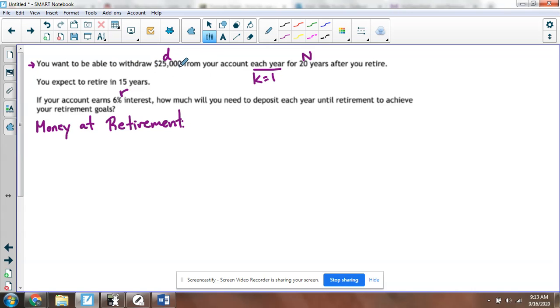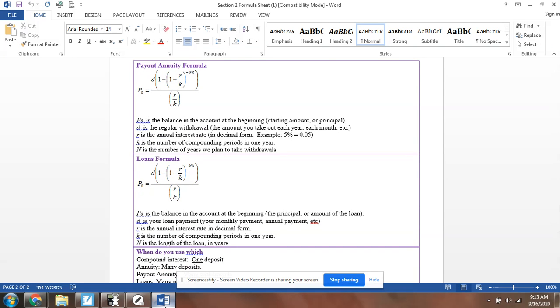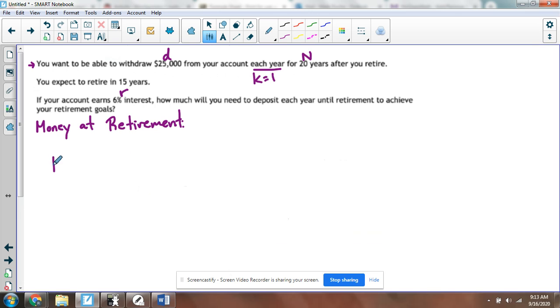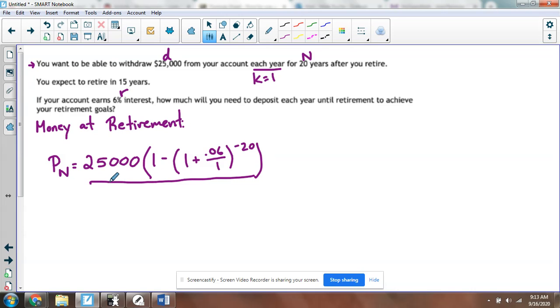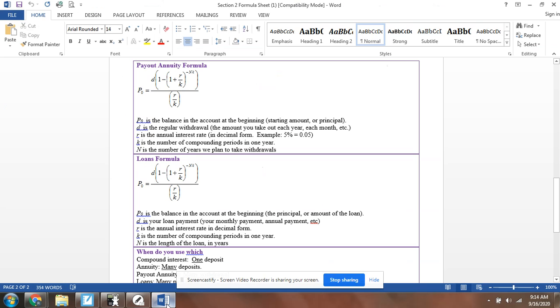Since I'm taking $25,000 out each year, that's going to be a payout annuity. So I'm going to copy that formula from my formula sheet. So I have P sub n equals, now it's going to be D, so I'm going to write 25,000 times 1 minus (1 plus our interest rate, 0.06, divided by K, which is 1) to the negative 20 times 1, all over 0.06 divided by 1. Just double check to make sure I didn't make any mistakes there. Yep, we're good to go.